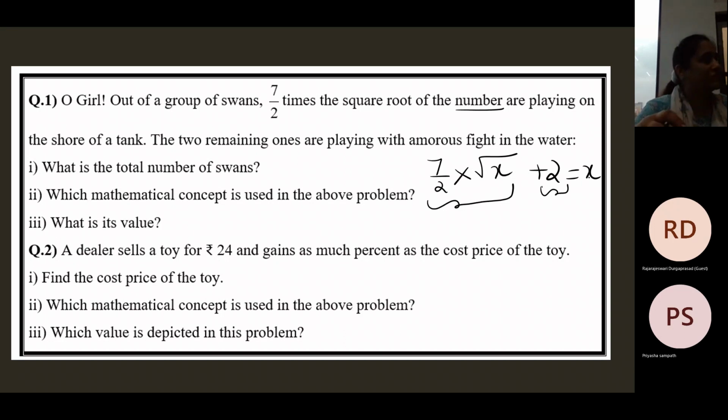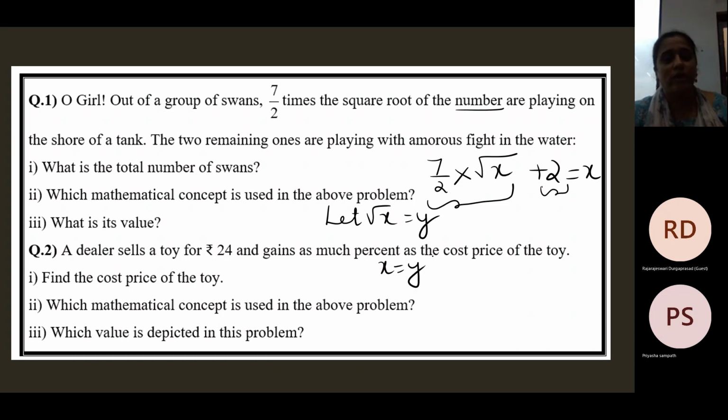They're in groups in two different places. 7 by 2 times the square root of X on the shore of a tank, and 2 remaining in some other place. When you add these two, it's equal to the total X. Okay. So now, how do you construct the equation? Let root X be equal to Y. Now square this on both the sides. What do you get? Root X the whole square is X is equal to Y square.